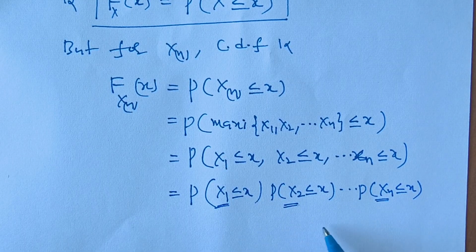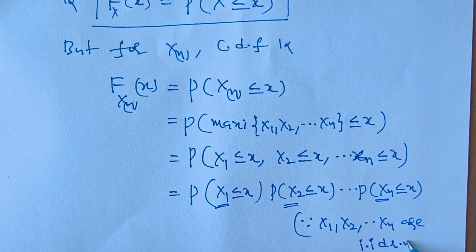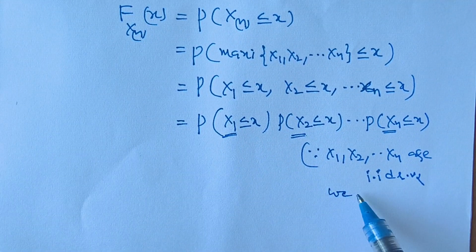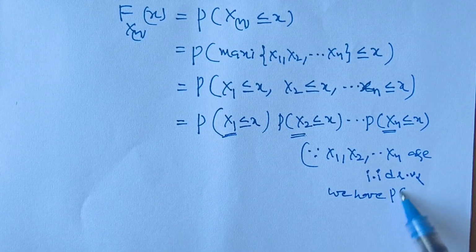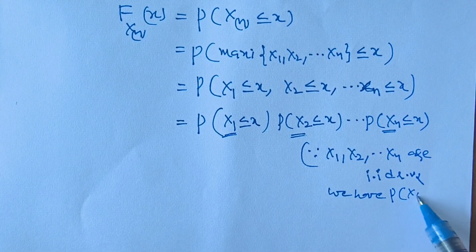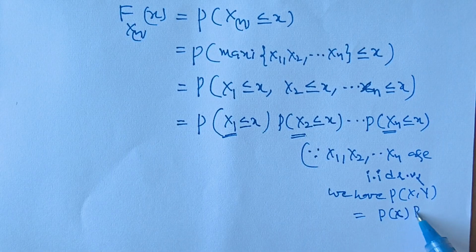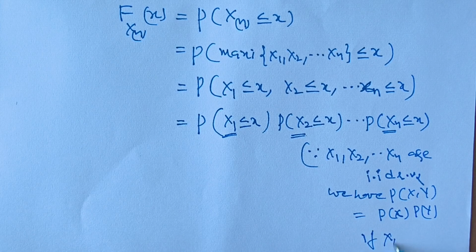Here x1, x2 and so on xn are random variables. We have the formula here: x1, x2, xn are independent identically distributed random variables, that is IID RVs. We have the formula probability of x comma y is equal to p of x into p of y. This can be written if x comma y are independent.